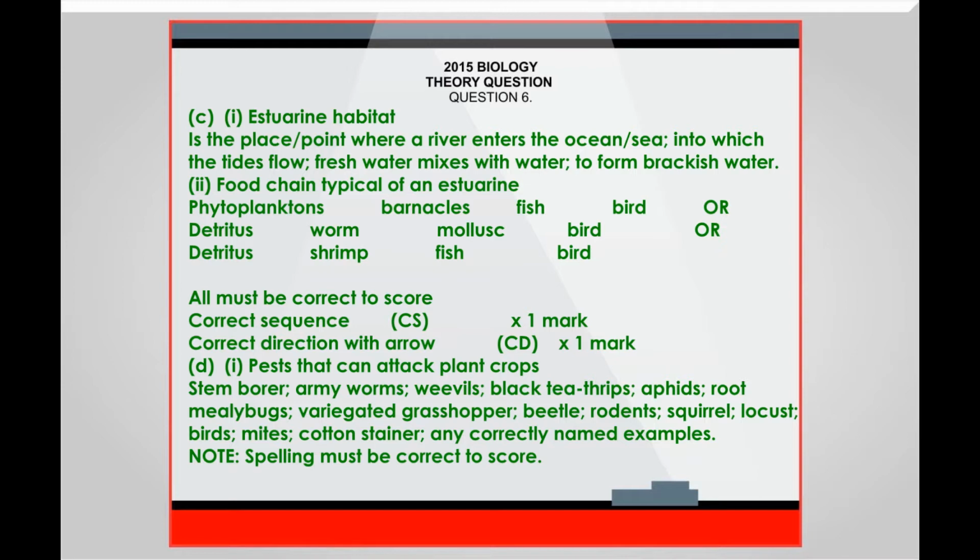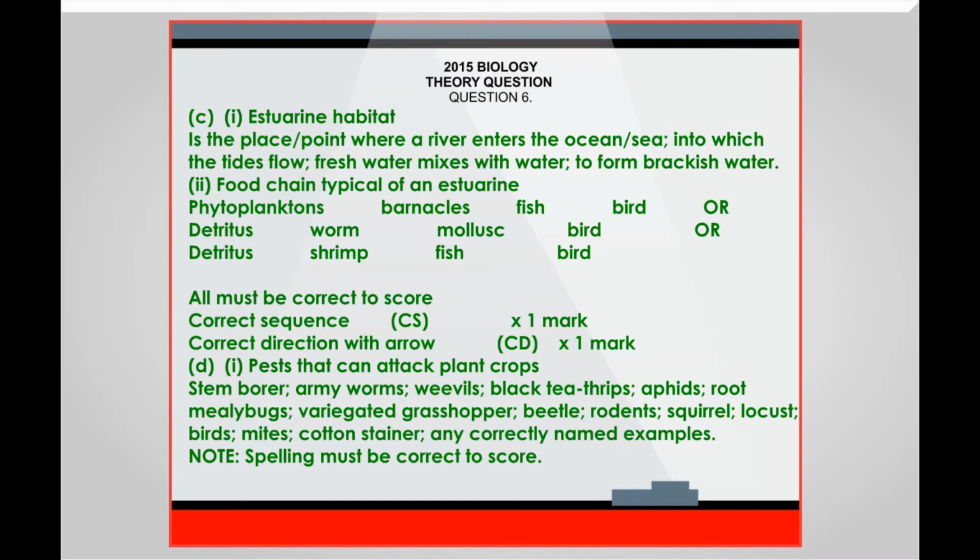Food chain typical of an estuarine habitat: phytoplankton, barnacles, fish, bird; or detritus, worms, mollusk, bird; or detritus, shrimp, fish, bird. All must be correct to score. Correct sequence is an additional 1 mark. Correct direction with arrow earns an additional 1 mark.